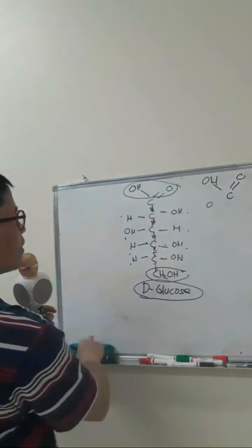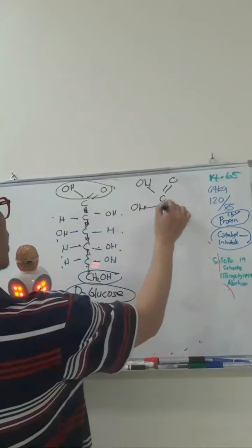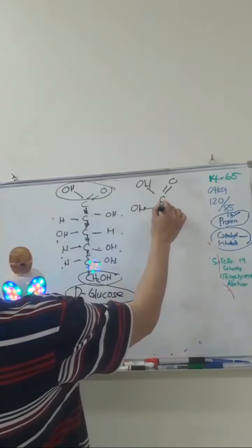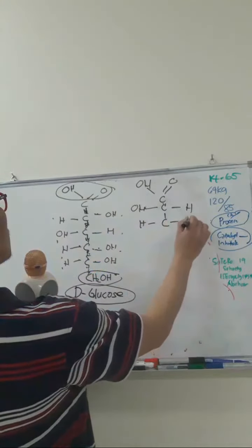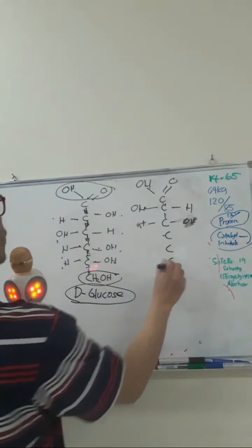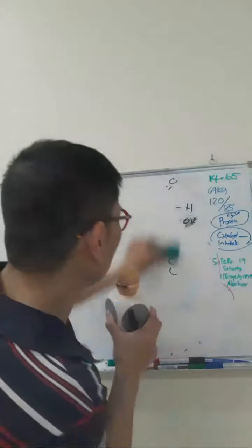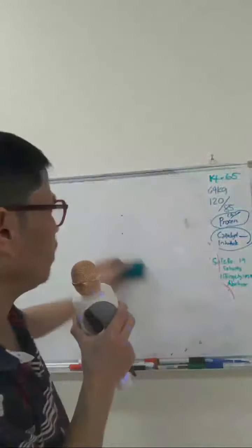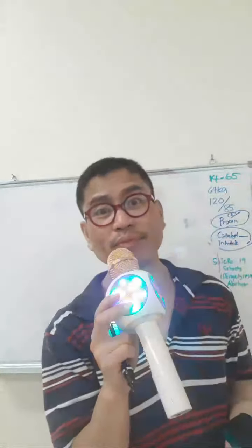So let me show it: OH, H, H, then it flips here, H, OH. Then C, C, C, C. So that is the enantiomer: non-superimposable mirror images in a two-dimensional arrangement. It is two-dimensional, guys, not three. That is the Fisher projection.